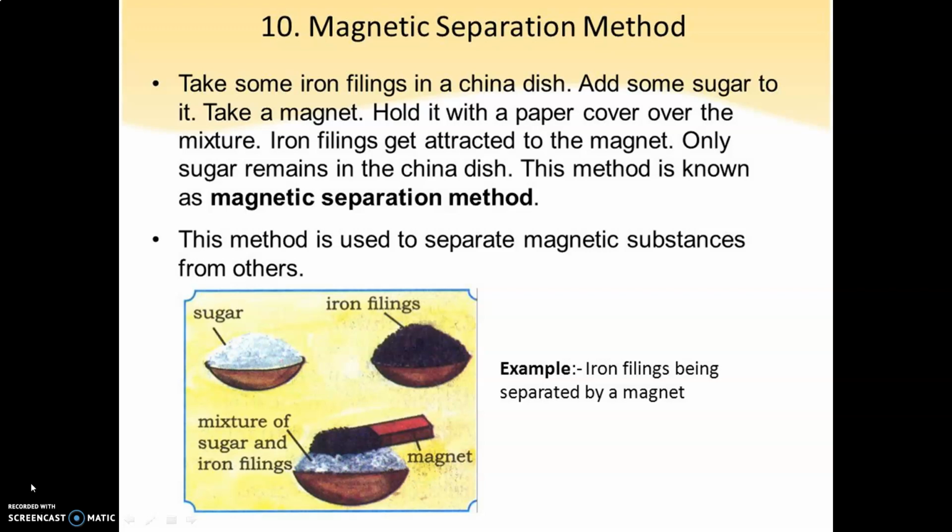Second is magnetic separation. You know very well that iron has a tendency to get attracted towards a magnet, right? Suppose you have a mixture of sugar and iron filings, you put a bar magnet near the mixture. What will happen? The iron filings will get attracted towards the magnet and sugar will be left behind. So by attracting through a magnet, you can separate the mixture.